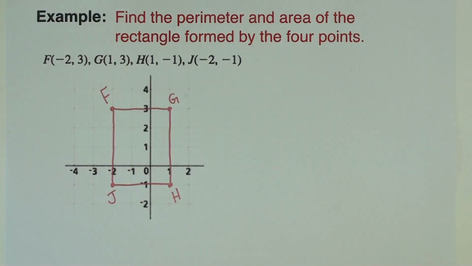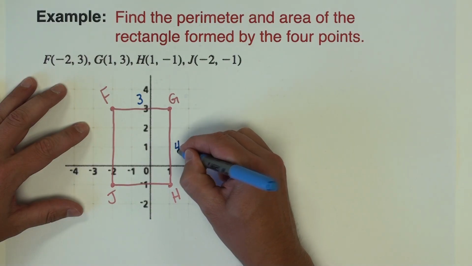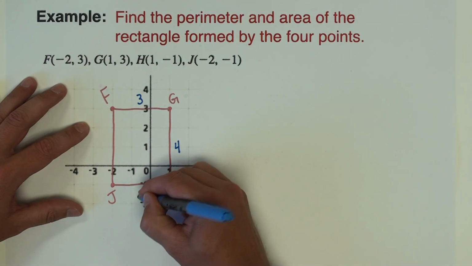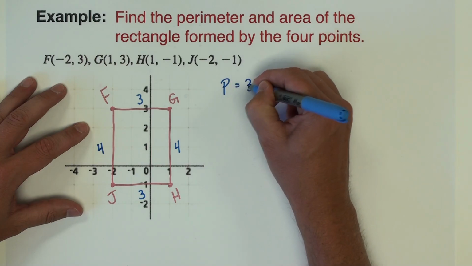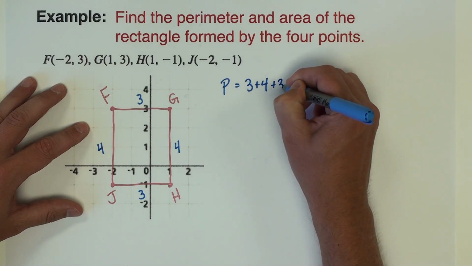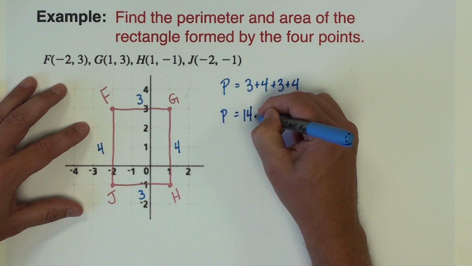Okay, so let's start with perimeter. Perimeter is the distance around. So from F to G is 3, G to H is 4, J to H is also 3, this is also 4. So the perimeter is going to be 3 plus 4 plus 3 plus 4, which is 14 units.